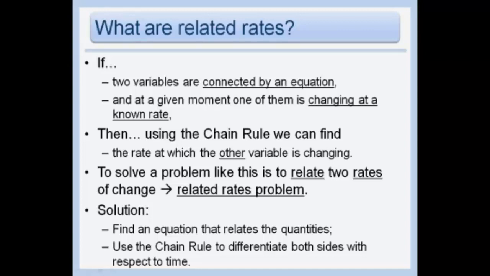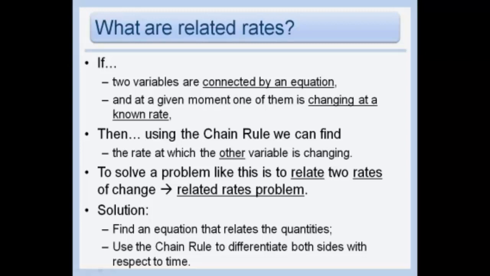So what are related rates, to begin? If two variables are connected by an equation, and at a given moment of time, one of them is changing at a known rate, then using the chain rule, we can find the rate at which the other variable is changing.